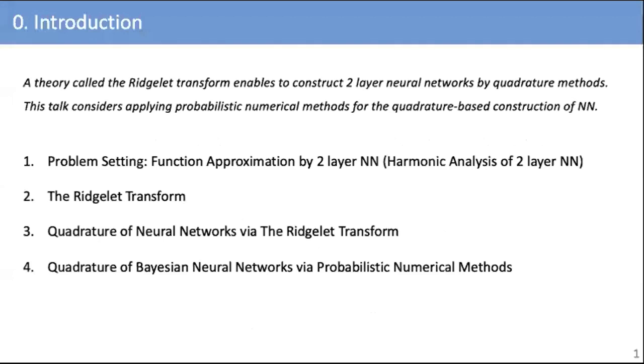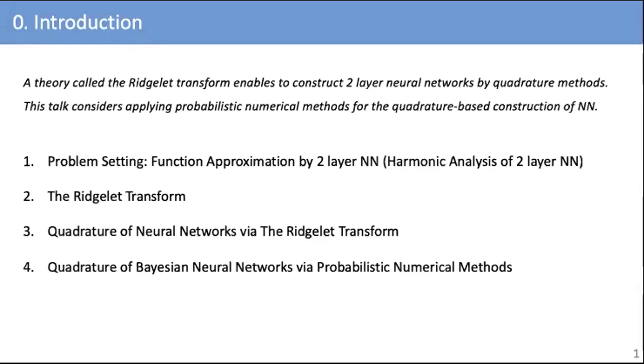First of all, there is a theory called the Ridgelet Transform, which enables us to construct two-layer neural networks by quadrature methods. And we consider applying a probabilistic numerical method to this quadrature-based construction of neural networks. This talk is not about the probabilistic numerical method itself, but about the interesting case where probabilistic numerical methods are applied and useful for building a learning algorithm.